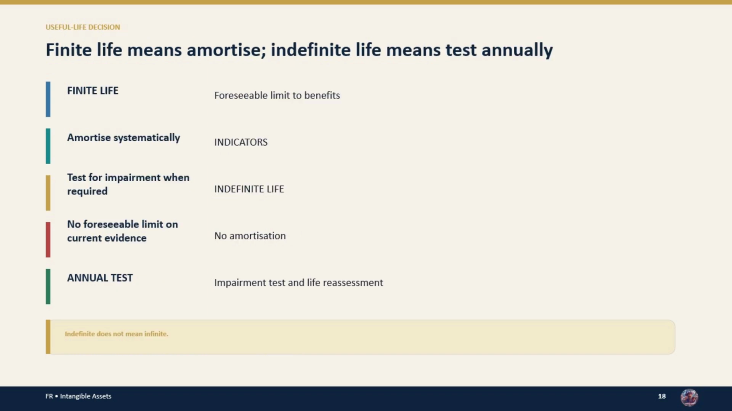A finite useful life has a foreseeable limit to benefits, so the asset is amortized over that life and tested for impairment when indicators exist. An indefinite useful life means there is no foreseeable limit based on current evidence. It does not mean forever. No amortization is charged, but the asset is tested for impairment annually and whenever indicators arise. The assessment is reviewed each reporting period.